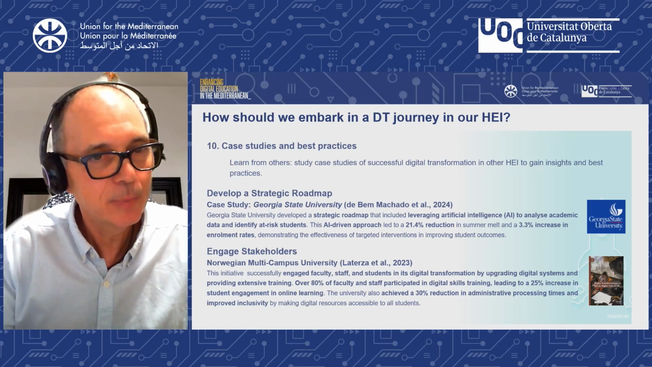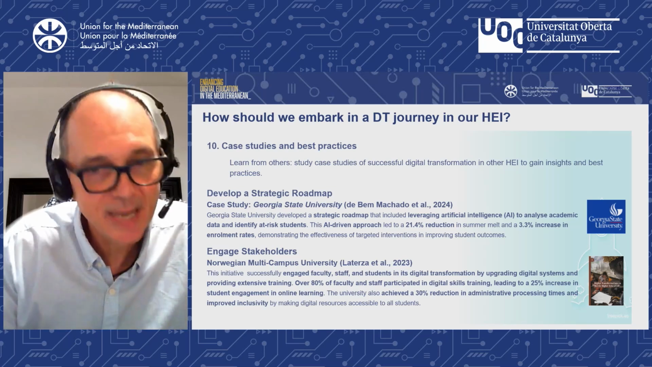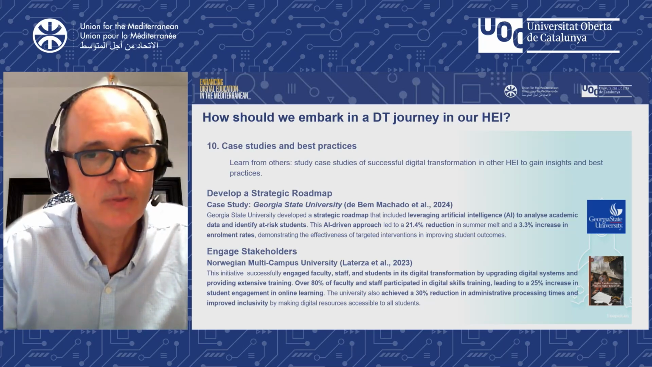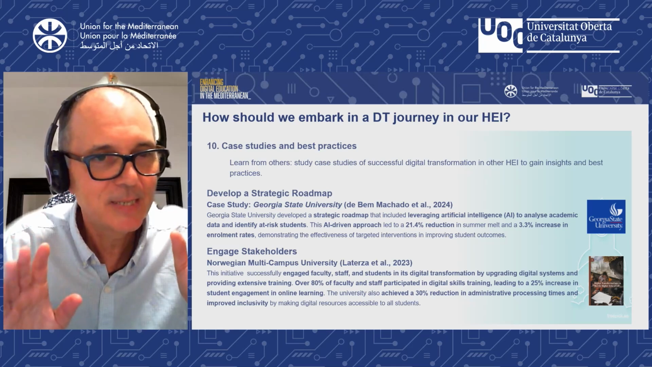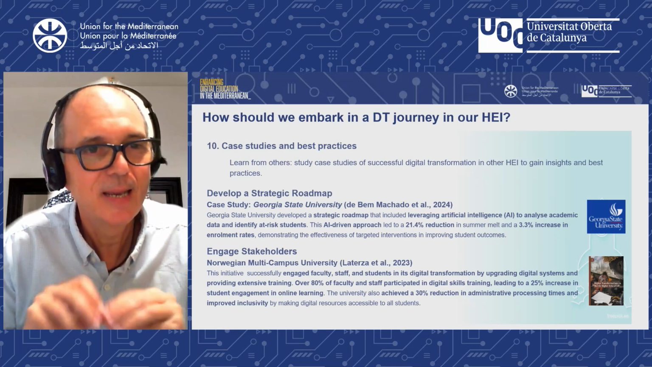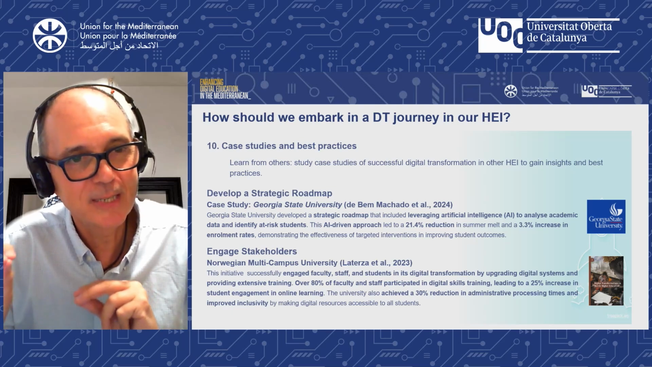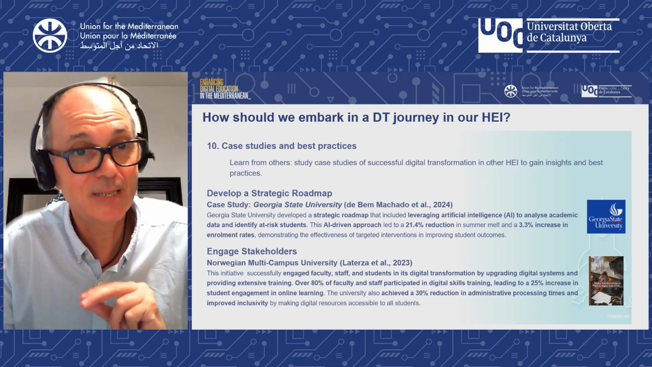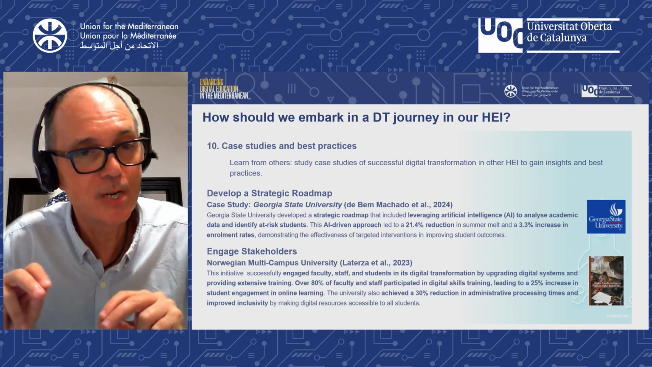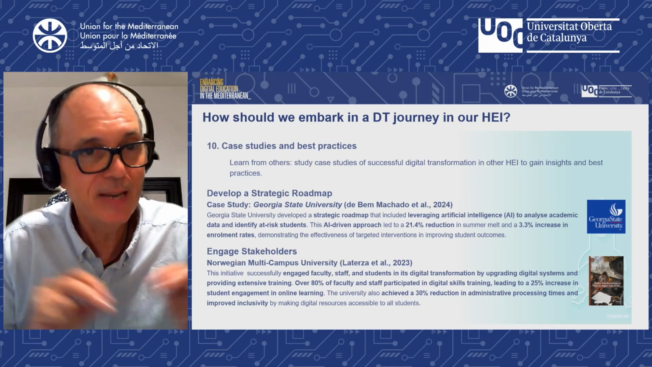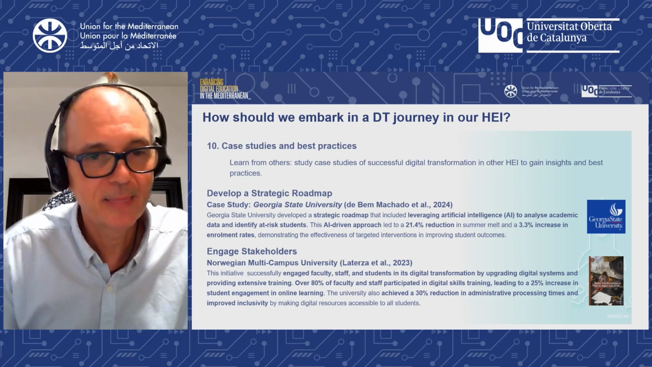This AI-driven approach, measurable after that, led to a 21% reduction in summer melt and a 3.3% increase in enrollment rates. I just don't put this number just to remember things. It's just that we have to set measurable goals, and then we can measure the success or not of our strategies or our actions. Because the digital transformation journey is also about learning from failure and learning from success, and then correct in that path.